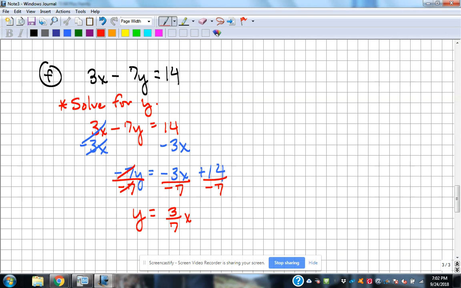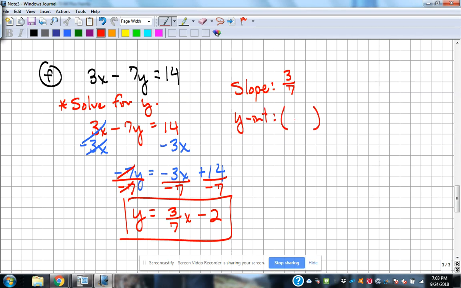I'm going to leave it as a fraction because remember we're talking about slope, and slope we want as a fraction anyway. And then positive 14 divided by negative 7 is negative 2. So here we have slope-intercept form. y equals mx plus b. So that tells us that the slope is what? 3 over 7. The y-intercept, 0, negative 2.